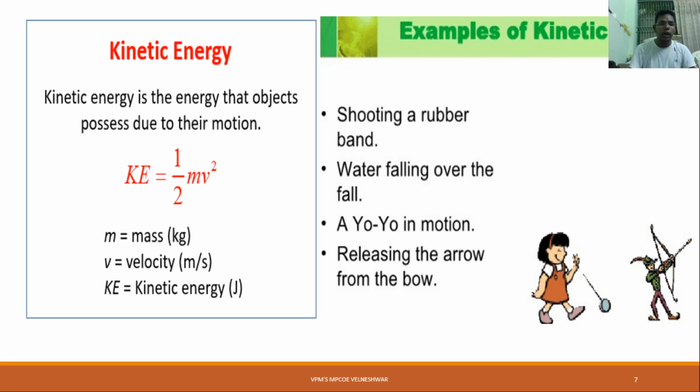The formula is half into m v square. Here m is nothing but mass, v is nothing but velocity. Now, shooting a rubber band we can say. Now if you see here, there is a small girl. What she is doing? There is one rubber band, she is playing with legs.